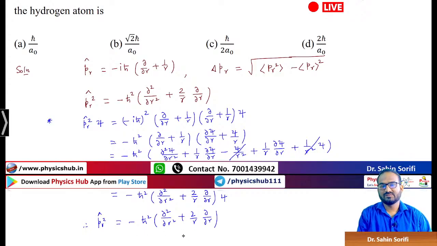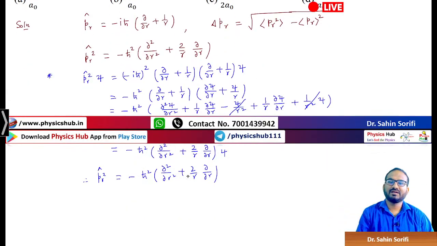So many steps are involved. Okay. So using this, we can write this one. Now you have to find out the value of delta PR in the ground state. So let us try to evaluate that.